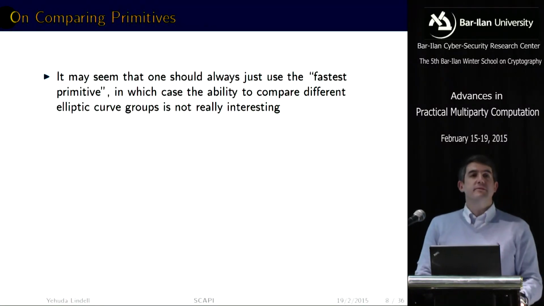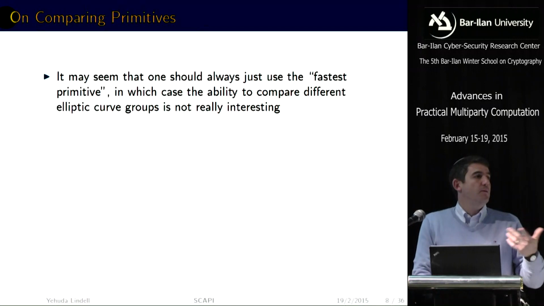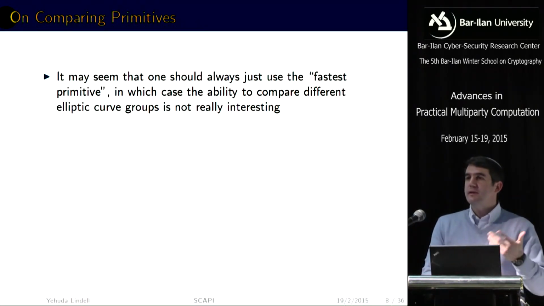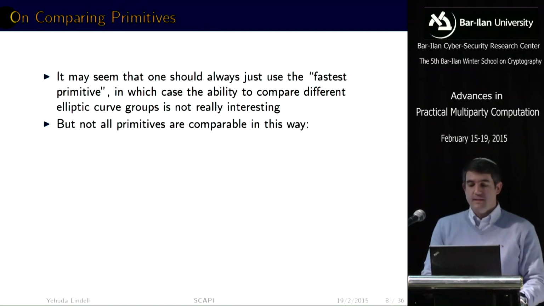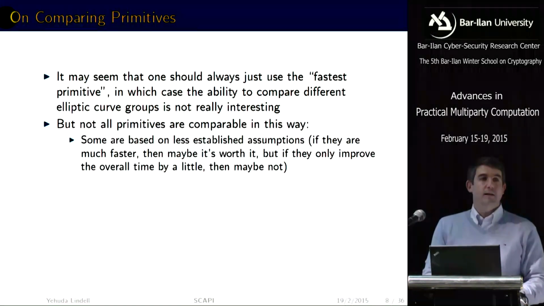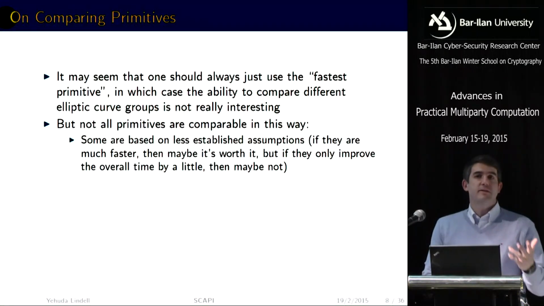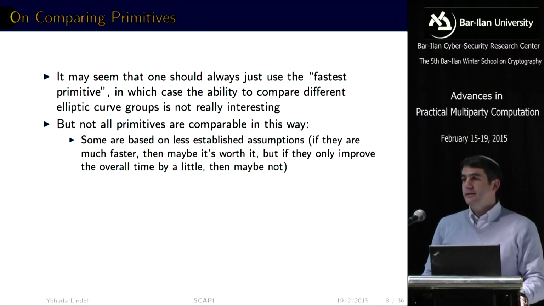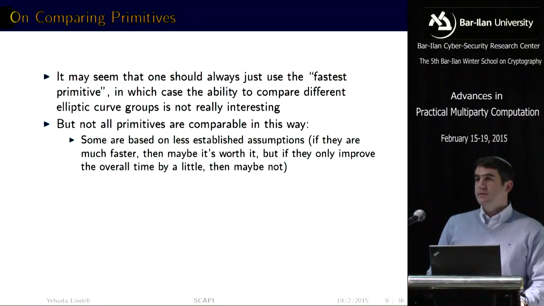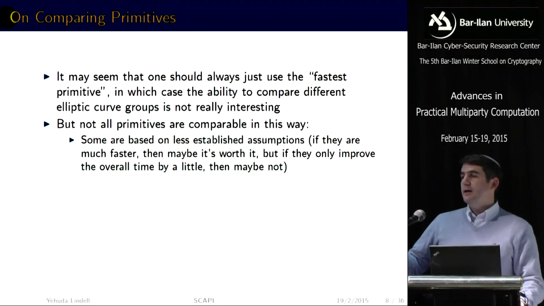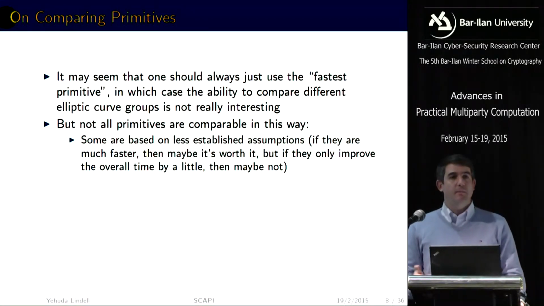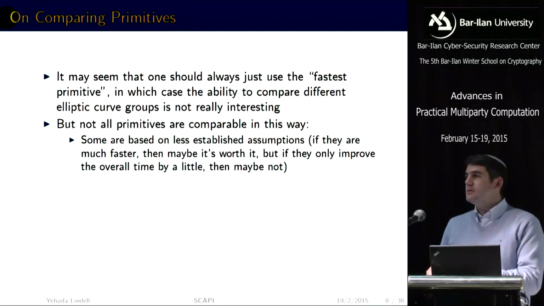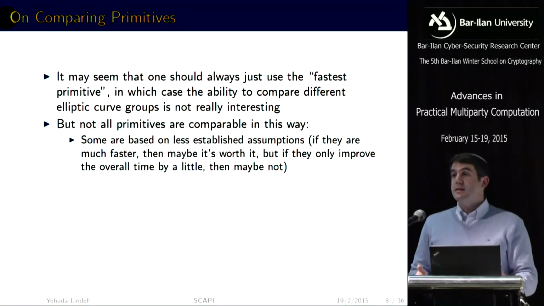When we compare primitives, one thing that you might always think is, well, just take the fastest one possible. Why would I want to even have all these different options if there's one which is the fastest? And the answer is that different primitives have different advantages and disadvantages, because there is often a trade-off between speed and security. I may be using stronger or less well-established assumptions, and so a comparison on how much of an effect it really has to use this less standard assumption is a good thing to know.